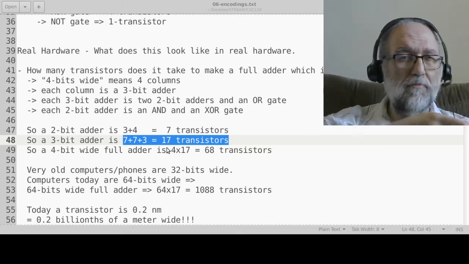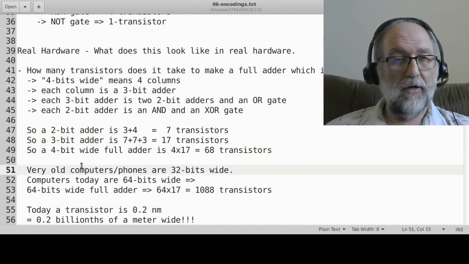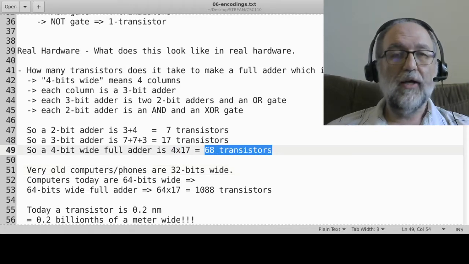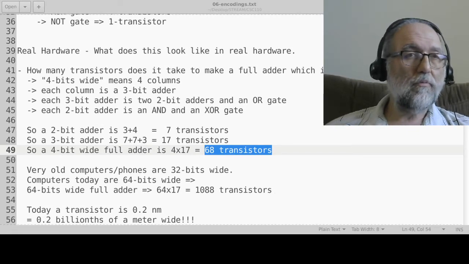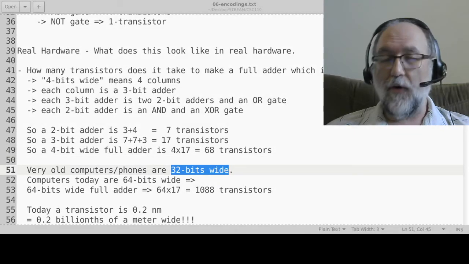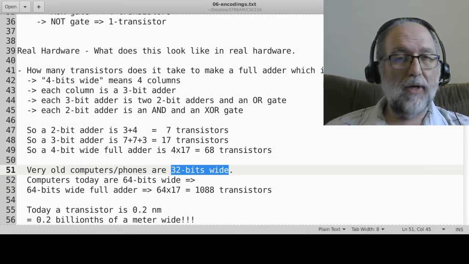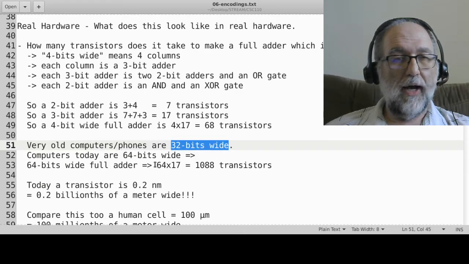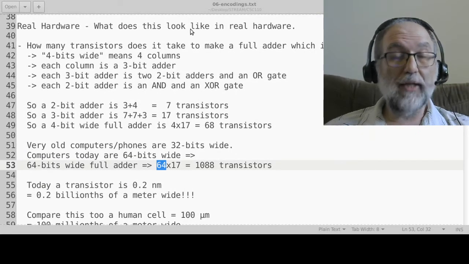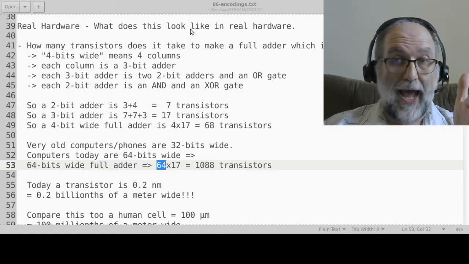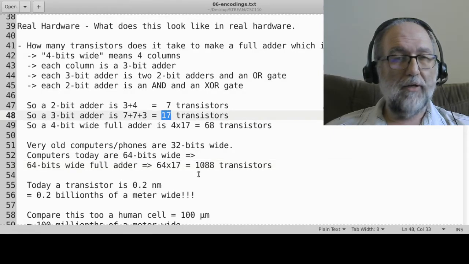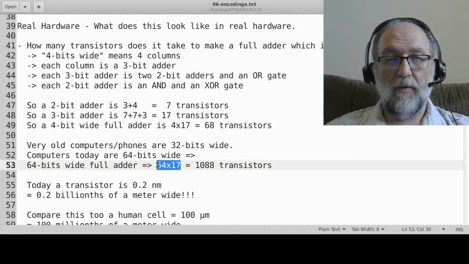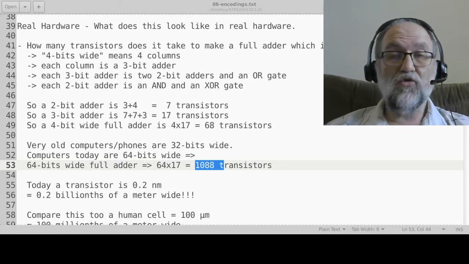Remember, a 3-bit adder is a column. We've got 4 columns in our adder, and each column requires 17 transistors, for a total of 68 transistors. Now, older computers were 32 bits. Some older phones were 32 bits. But nowadays, most computers are 64 bits. So if you wanted to build a 64-bit wide adder for a modern computer, each column is a 3-bit adder, so that's 17, and you're going to need 64 of them, for a total of 1088 transistors.